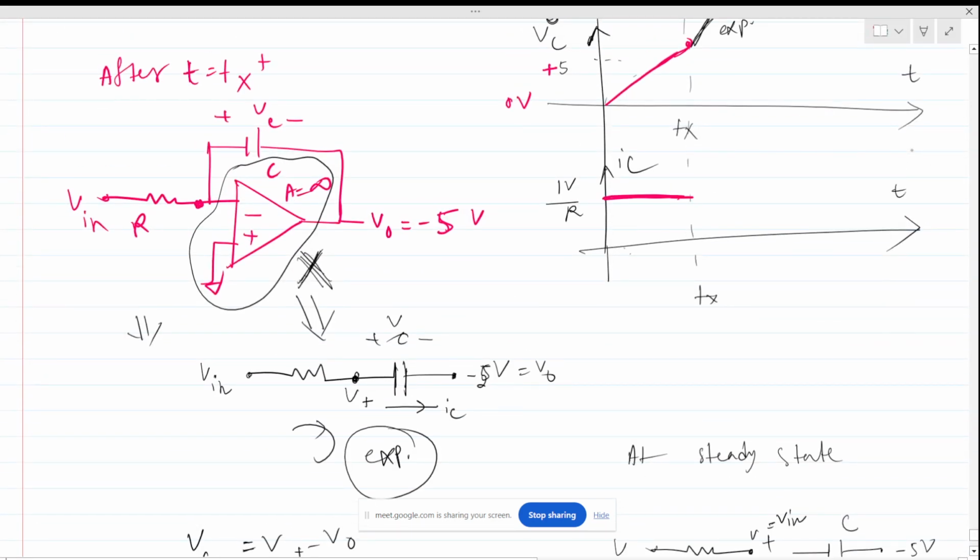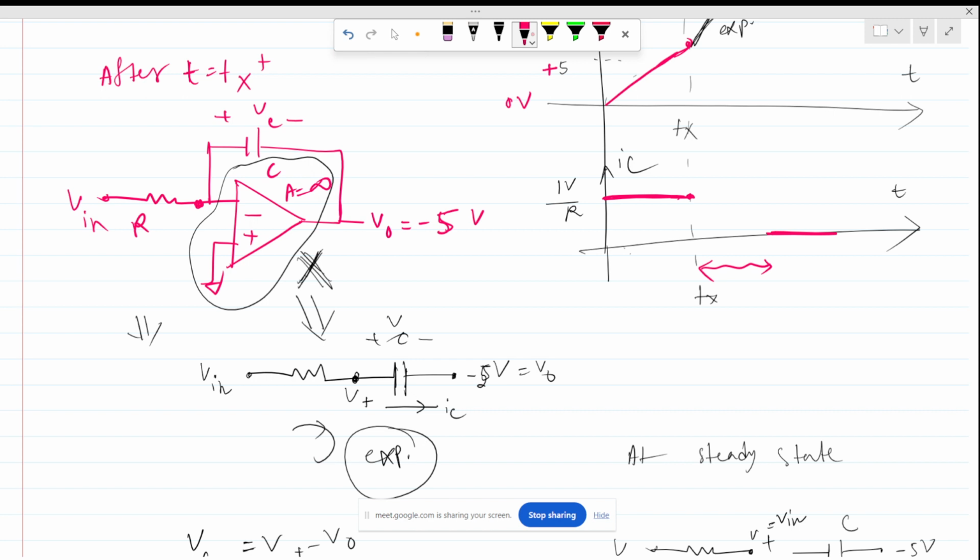So let's say this is zero. Now the question is how it goes down from 1 V by R to 0 volt. What will be the nature at this time duration? This is always exponential. Now we all know from the basics, right? So this is the final waveforms of these 4 parameters.